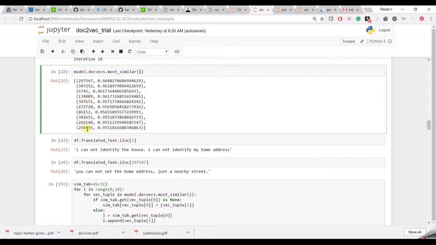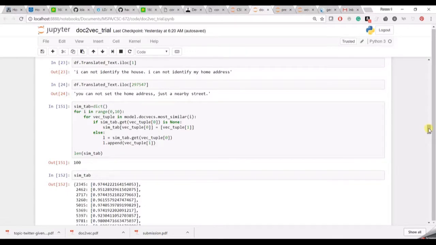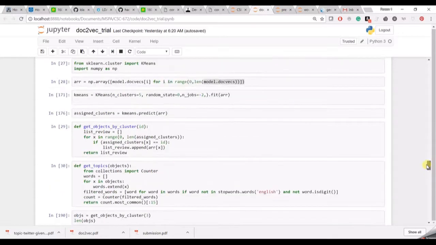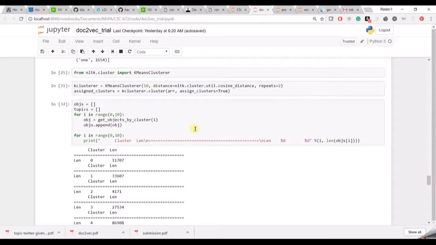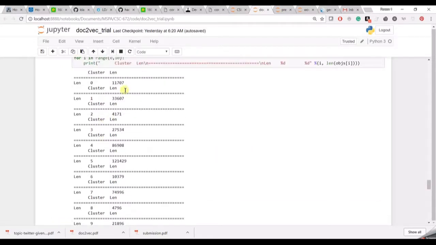So that looks promising, and continuing on that promise, I decide to attempt a clustering. I take out the array of document vectors, and I use the k-means clusterer from the NLTK package, and I choose a minimal number of clusters, say 10. When I cluster it, you can see the respective lengths of the clusters. There are 11,707 documents in cluster number 0, 33,000 in cluster number 1, and so on and so forth.